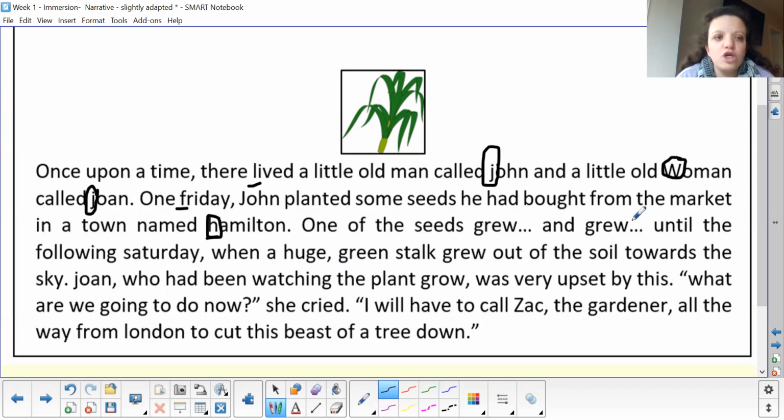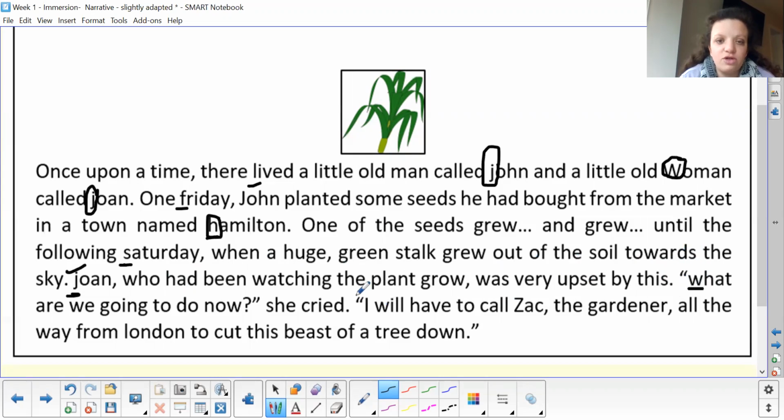One of the seeds grew and grew until the following Saturday. We've got another name of a day of the week, so that needs a capital letter, and it hasn't. When a huge green stalk grew out of the soil towards the sky. Fantastic, full stop. Now, after my full stop, I don't have a capital, and also it's a name, so it's a double reason to have a capital. Joan, who had been watching the plant grow, was very upset about this, full stop. What comes after our full stop? Capital letter. It needs to have a capital there.